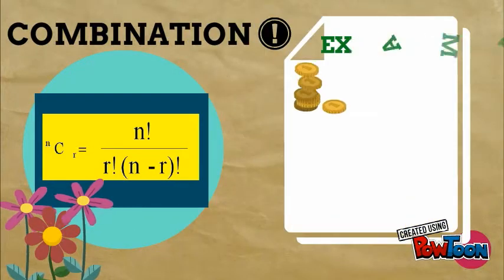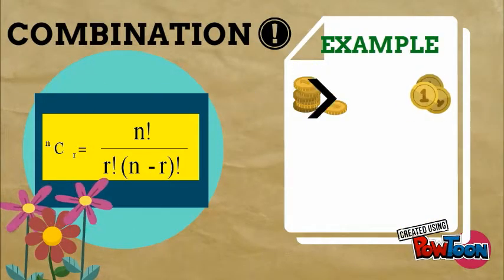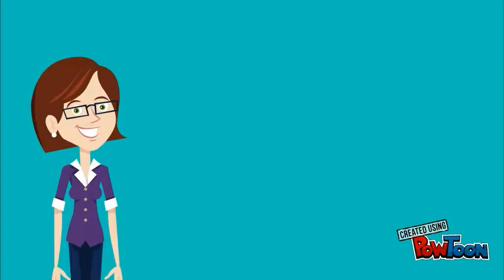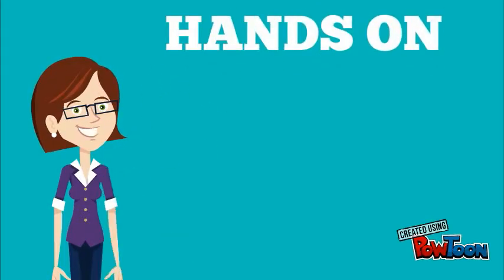As the example, we try to find the number of ways of choosing 3 from a total of 6 chocolates. By using the combination rule, the total of choosing 3 chocolates is 20. Let's try some exercises. Are you ready?